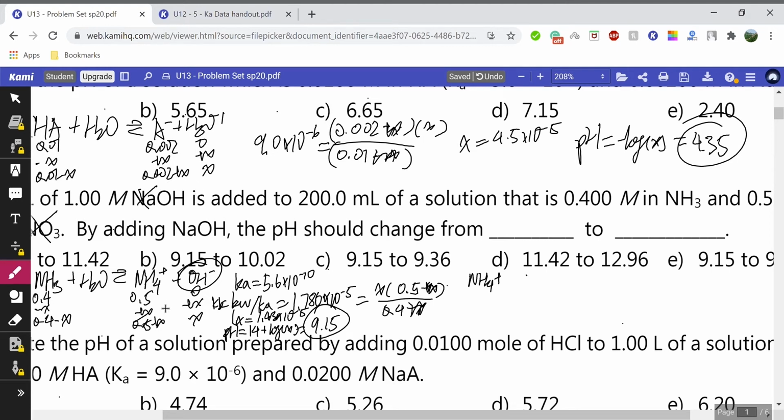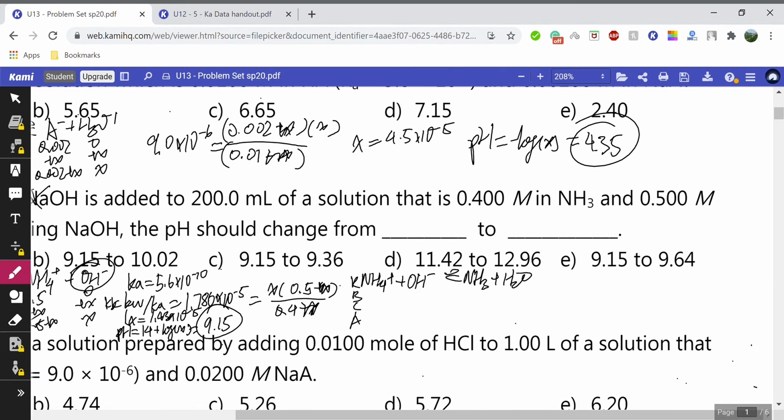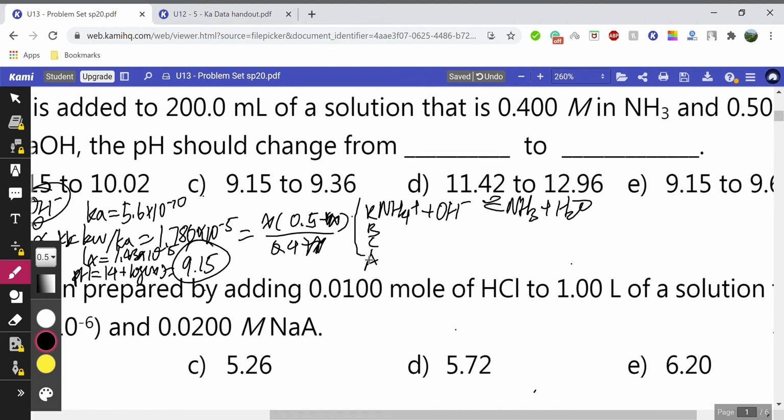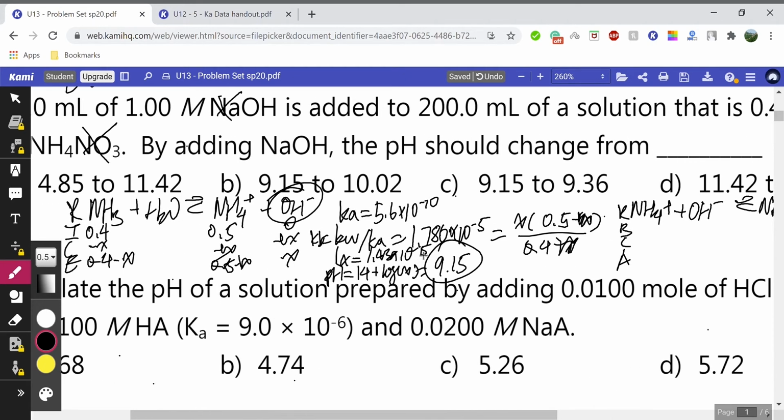So our reactants have to be NH4 plus and OH minus. When you add these two together, it's going to form NH3 plus H2O. So this will be an ICE chart, because we need to show the consumption of the moles first. Now, because we're using an ICE chart, we need to find moles. So how many moles of OH minus is added?